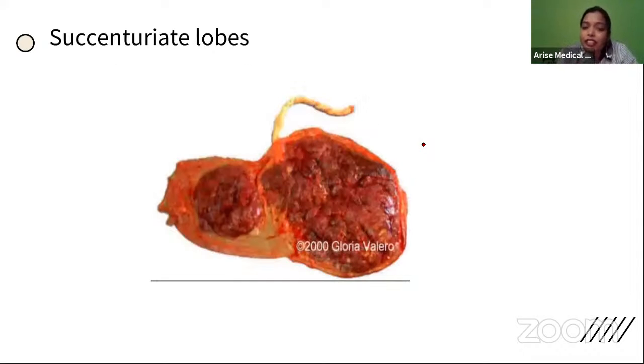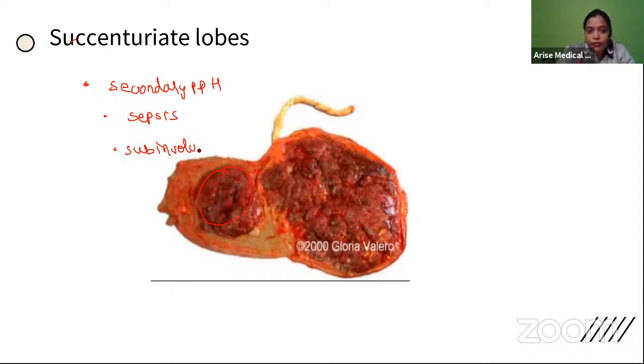So this is a succenturiate lobe, where you see one cotyledon separate from the entire placenta. When you have one cotyledon separate from the entire placenta, you call it a succenturiate lobe. What abnormalities might you face with the succenturiate lobe? You can have the risk of secondary PPH, sepsis, and subinvolution. Okay.